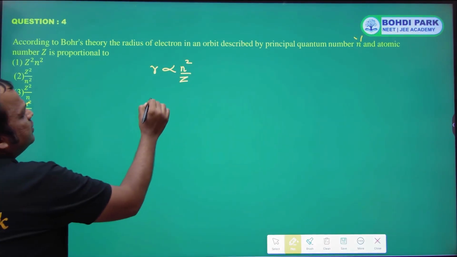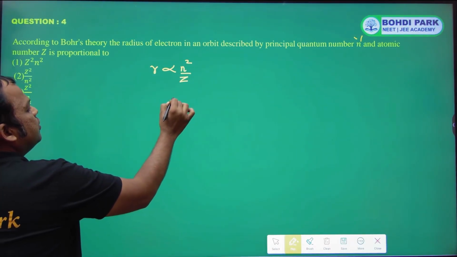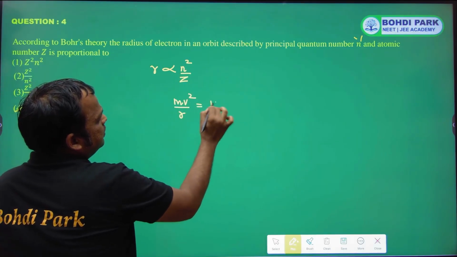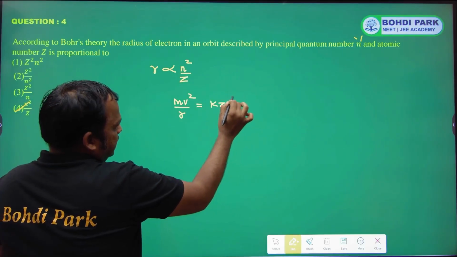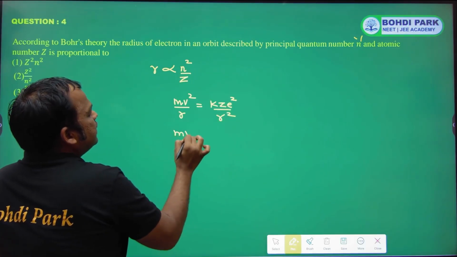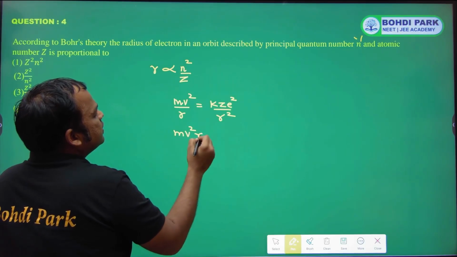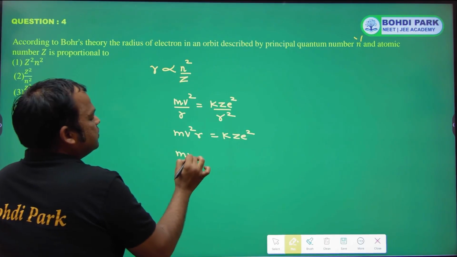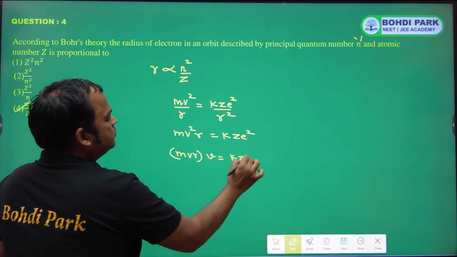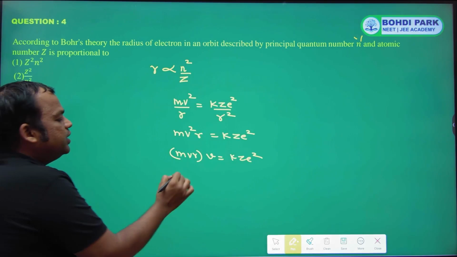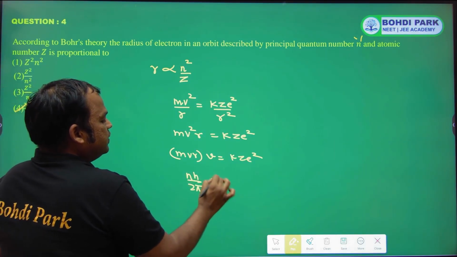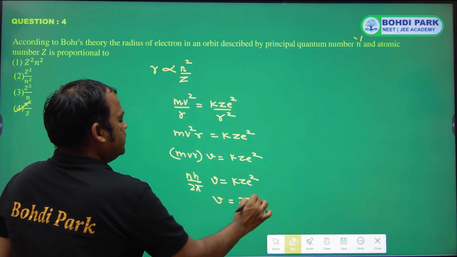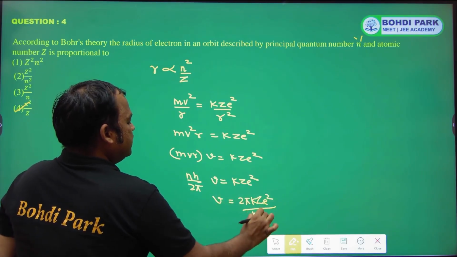How we are getting that? We can use the derivation of centripetal force. So mv square by r is equal to k Z e square by r square. Then mv square, r cancel. So mv square into r is equal to k Z e square. So now separate mvr from v. Now mvr is angular momentum, which is nh upon 2 pi. So nh upon 2 pi into v is equal to k Z e square. So if you observe v, it is 2 pi k Z e square by nh.